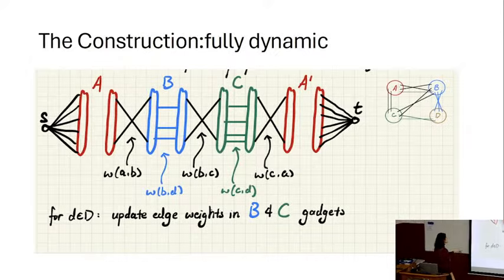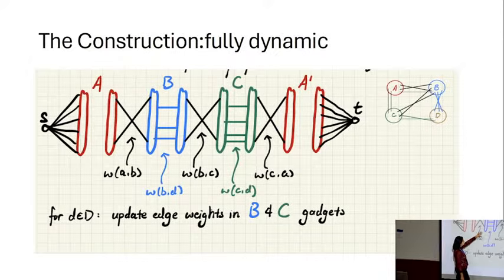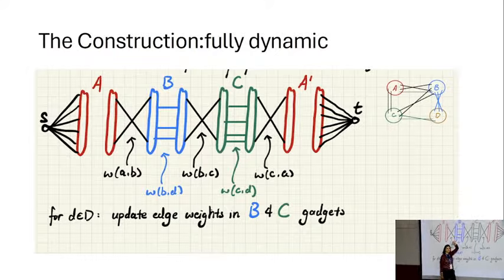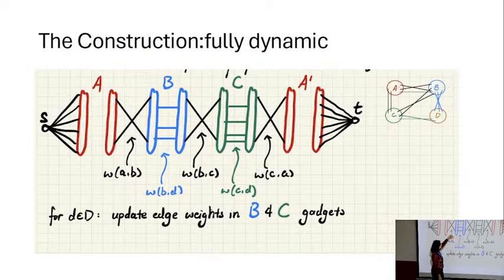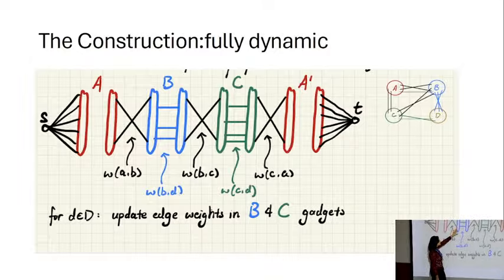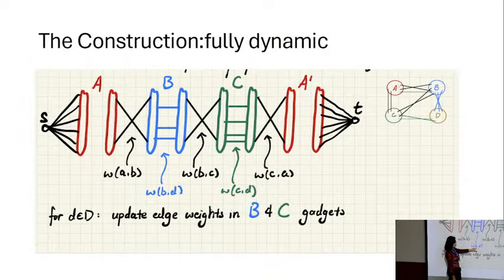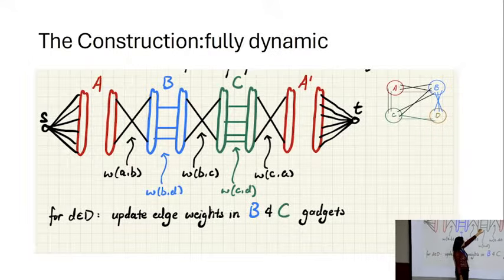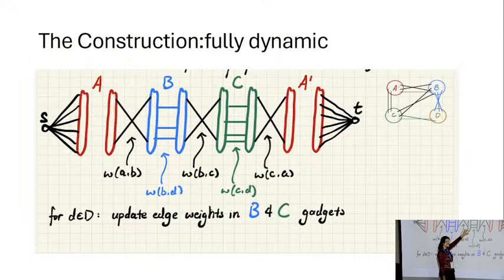And as we are going through D, what we will be doing is updating this edge weight. Initially, whatever D we start with, we add these edges and put the weights as the weight of B to D. Okay. And similarly here, we add these edges. So this is the dynamic part.